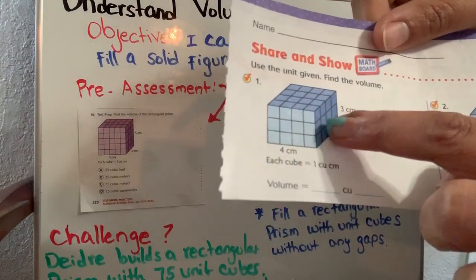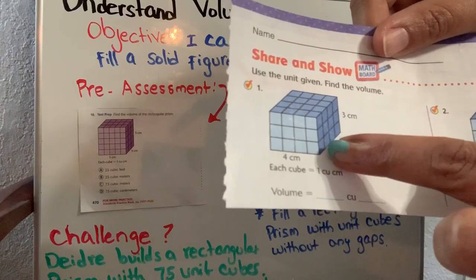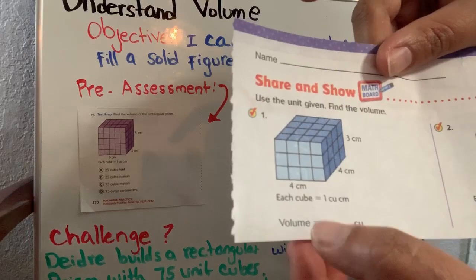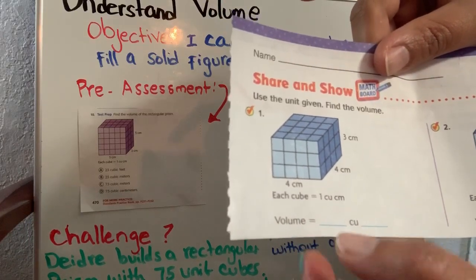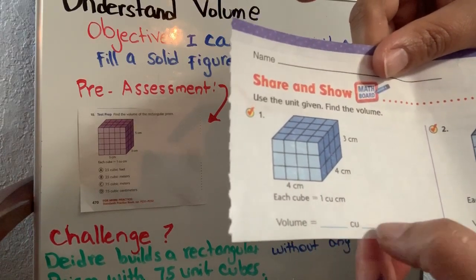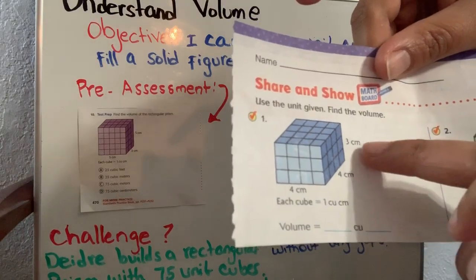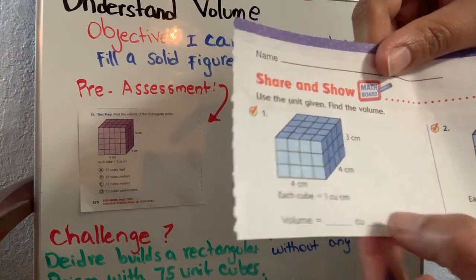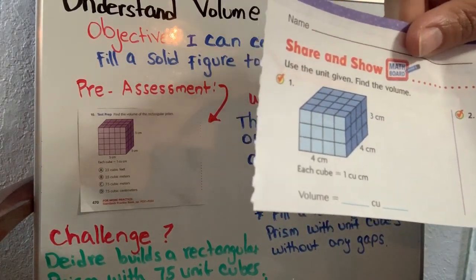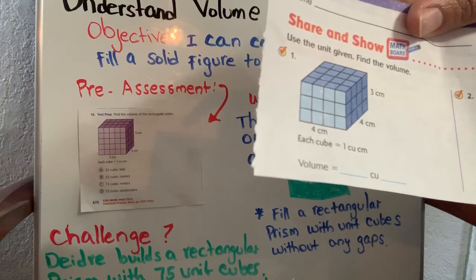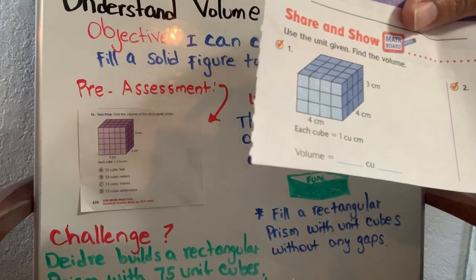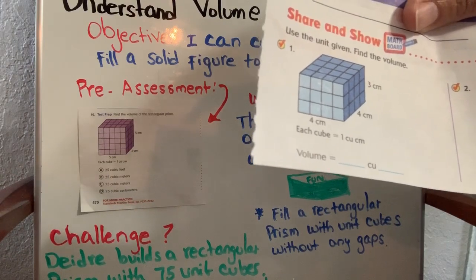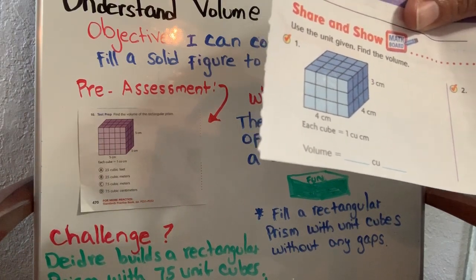For this one, it would be 3 times 4, which is 12. 12 times 4, which is 48. So your volume would be 48 cubic centimeters. So you're going to use the measurement that they use, in this case centimeters, and say cubic centimeters. And that way we know you're not talking about just a rectangle, you're talking about a rectangular prism, 3D, measured in cubic units. Okay?